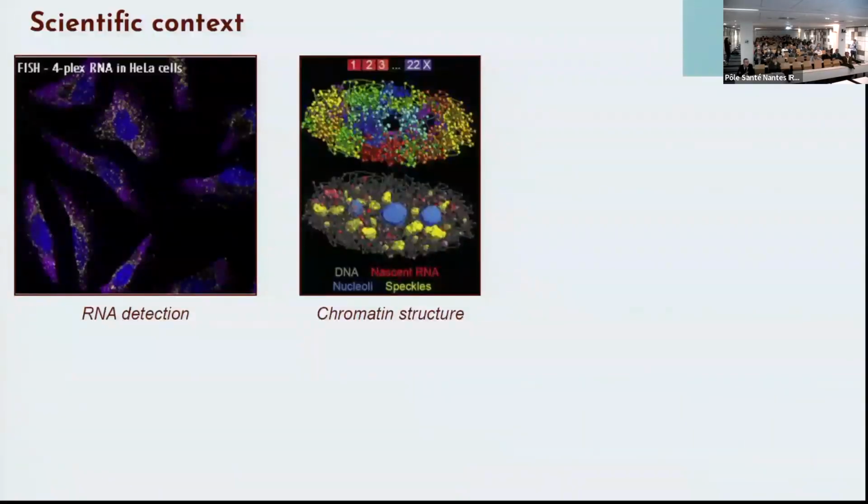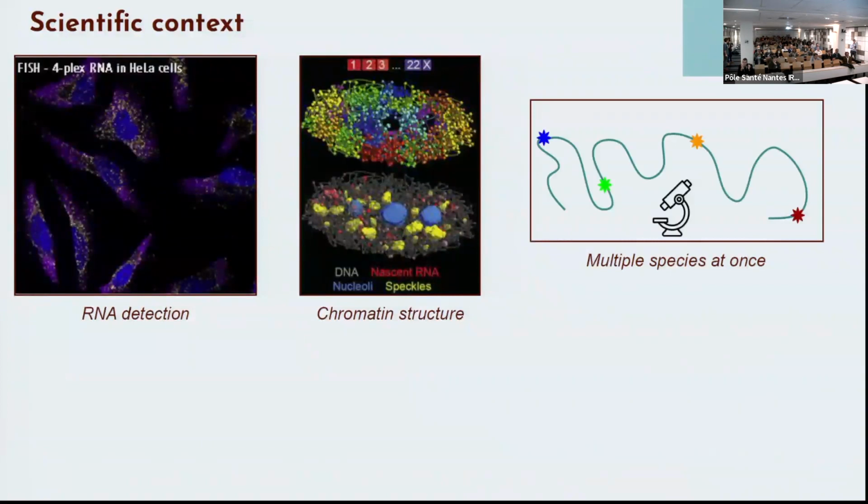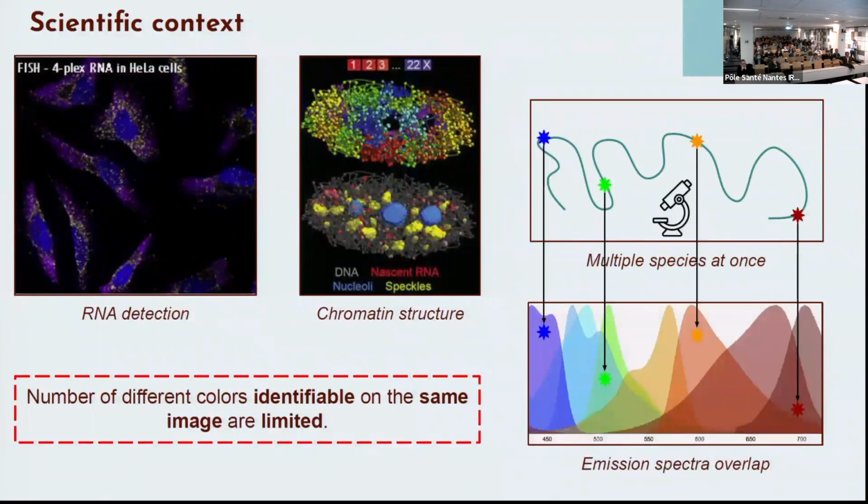Many biological processes require detecting transcription or chromatin structure in single cells. Typically, this requires measurements of multiple DNA or RNA species at once. But classical microscopes are limited by the number of different colors identifiable on the same image due to the overlap of emission spectra, like you can see here. You can't make hundreds of different colors on the same image.